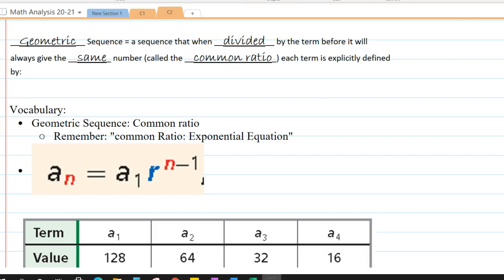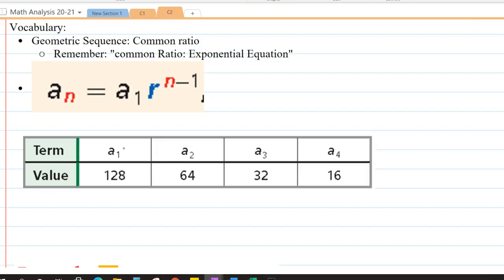Next we have geometric sequences. A sequence that when divided by the term before it will always give the same number. It's called the common ratio. Each term is explicitly defined by the equation a sub n is equal to a sub 1, meaning your first term, times r, your common ratio, raised to the power of n minus 1. Common ratios have exponential equations. So see the exponents? It's an exponential equation.